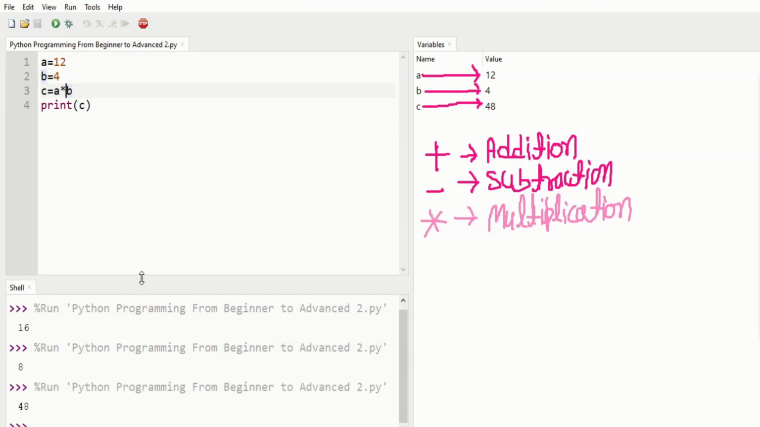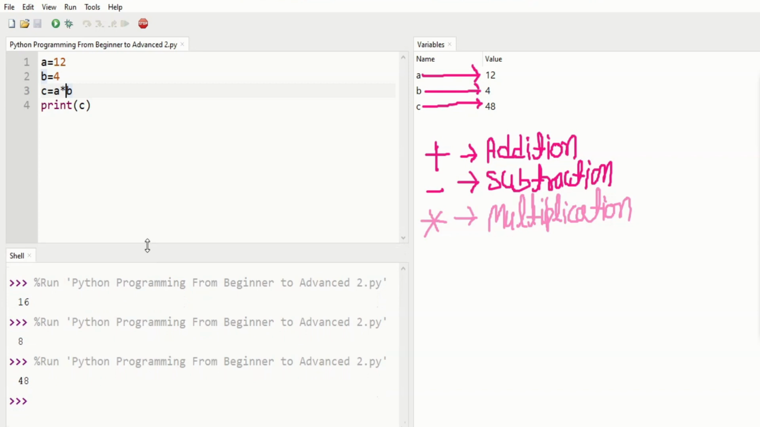Now in this case the output has come 48, and c is referring to 48. a is referring to 12 because always we have written a is equal to 12. It means a refers to 12. Here b refers to 4. c refers to the multiplication of a and b.